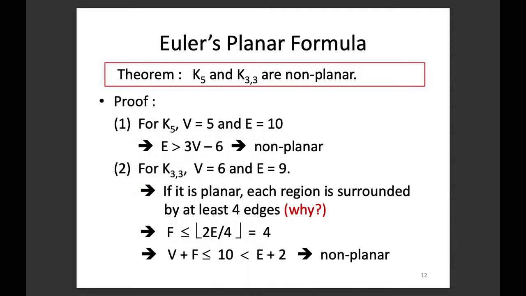So these two graphs, K5 and K33, are very special. They have important positions when we talk about the planarity of a graph. We will revisit these two graphs later when we talk about some other things. Okay, so that's all I want to introduce today.